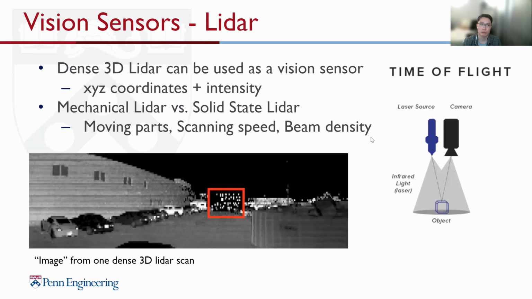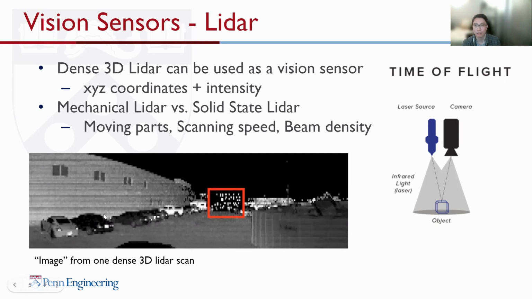Or we can have lidars. So on the F110 car, we only have a planar lidar that's just one line, but in the real autonomous driving systems, we can have dense 3D lidars. So for example, here, this is a point cloud from one scan, just one rotation of a dense 3D lidar scan. So the contrast you're seeing here is the intensity.